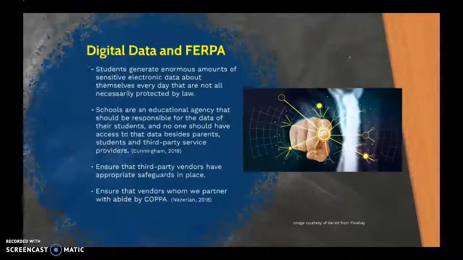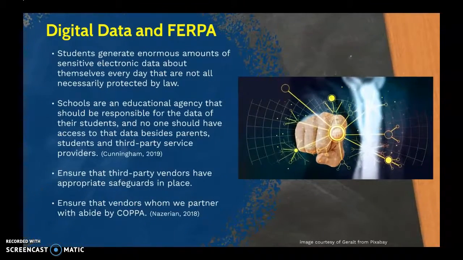We also need to be careful with digital data, especially in this day and age. Students generate enormous amounts of sensitive electronic data about themselves every day that are not all necessarily protected by law. Schools are an educational agency that should be responsible for the data of their students, and no one should have access to that data besides parents, students, and third-party service providers. We need to ensure that third-party vendors have appropriate safeguards in place. We need to ensure that vendors whom we partner with abide by COPPA.